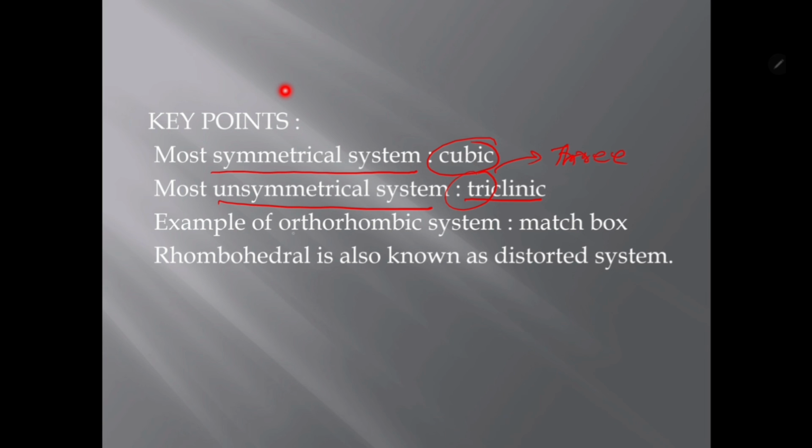Example of orthorhombic. If they ask for an orthorhombic example, it is the matchbox. You can see it in the matchbox that we use every day. We are seeing matchboxes in our daily lives. So if you see a matchbox, you should remember that it is an example of the orthorhombic system. So rhombohedral, which is also known as trigonal, we say rhombohedral as trigonal. This is also known as distorted system.